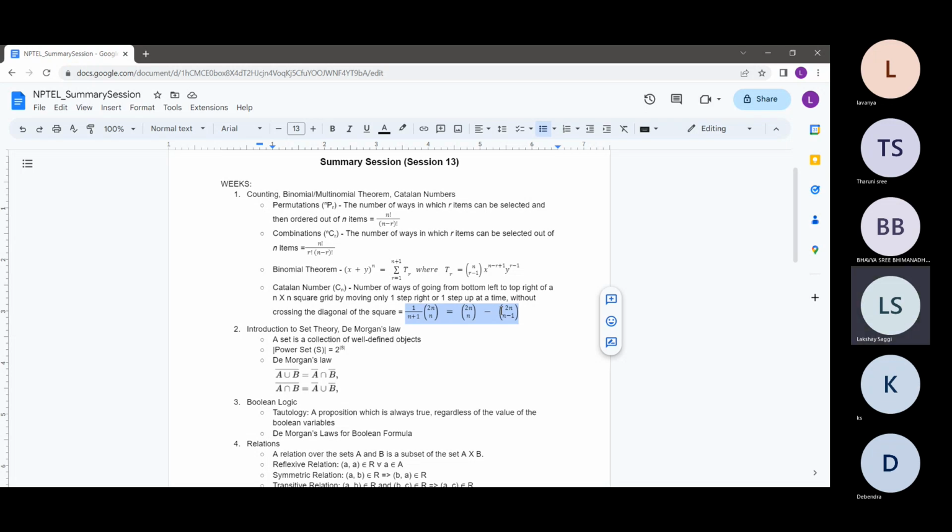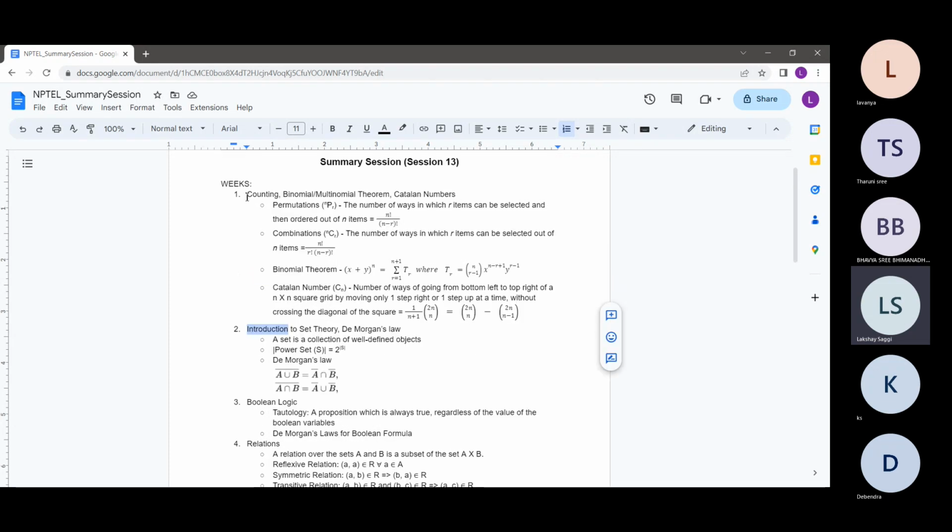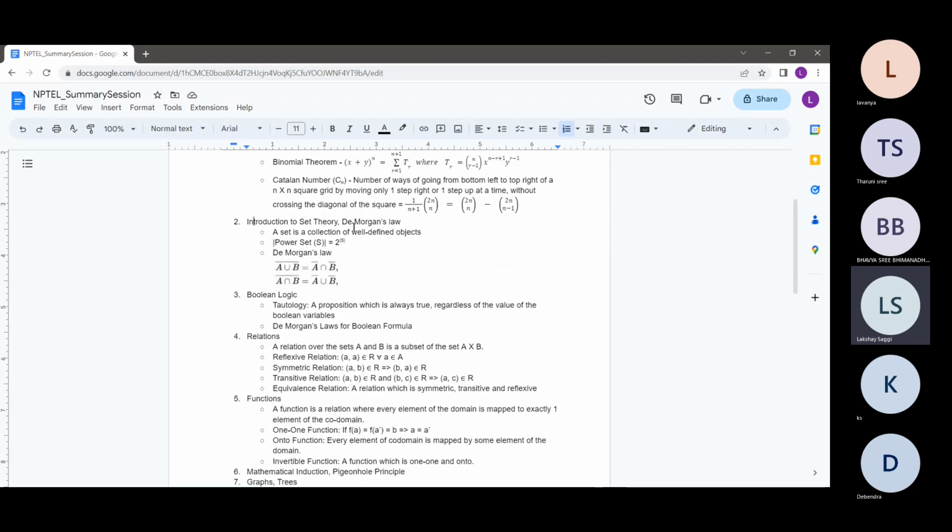So yeah, it's an important observation. I'm not quite sure if this will be asked in the exam or not, but it can definitely be asked. And not just for the exam, I think it's useful to see it in this manner also. So this was something which was covered in the first week. Then the second week was more about introduction to set theory and De Morgan's law and stuff.